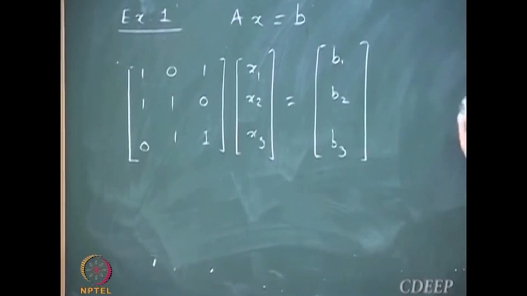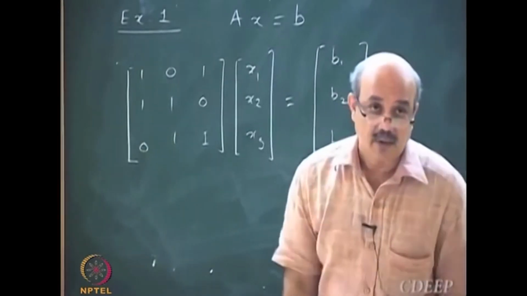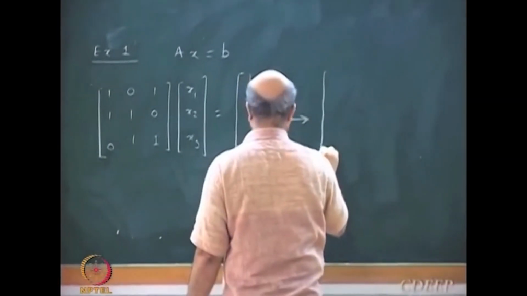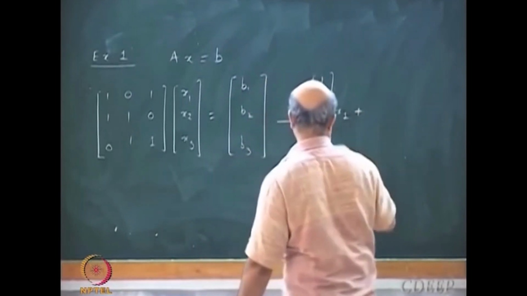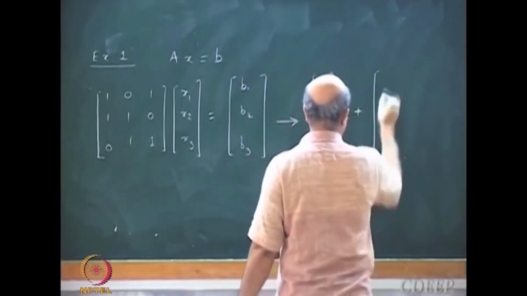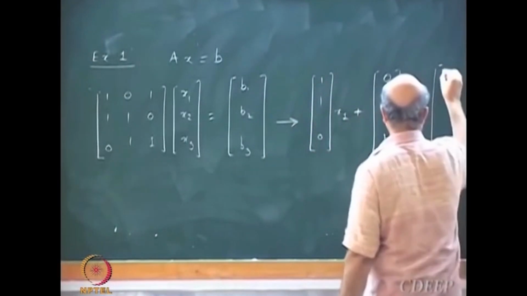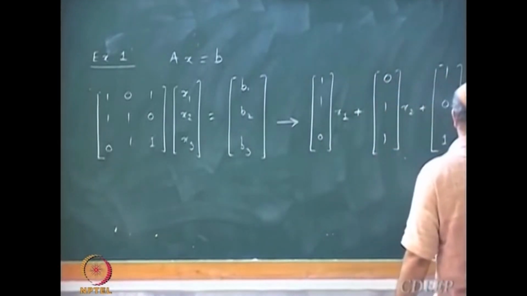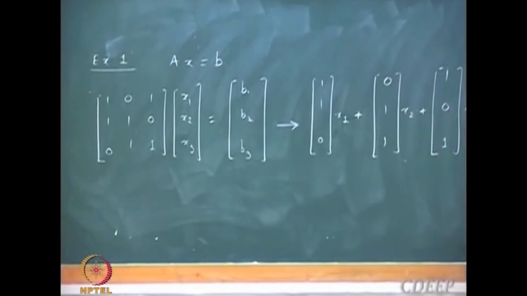Actually, this equation I can rewrite slightly differently. You will start getting insights into why I am talking about the span. I can rewrite this as (1, 1, 0) into x1 plus (0, 1, 1) into x2 plus (1, 0, 1) into x3 is equal to (b1, b2, b3). Am I correct? I am just rewriting this equation.